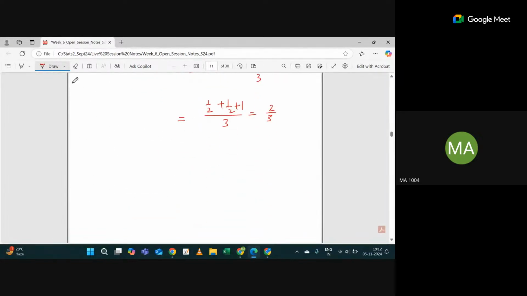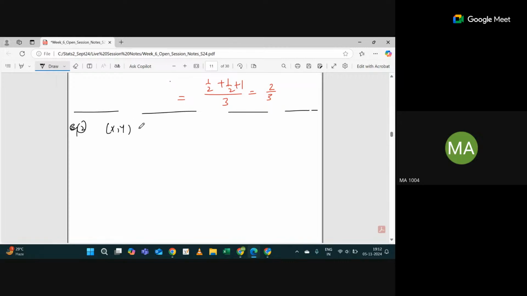Now you will tell me how to find the region. Do not worry about whether it's wrong or correct, since we are doing this for the first time. Let me define: I'm saying (x, y) follows a uniform distribution.